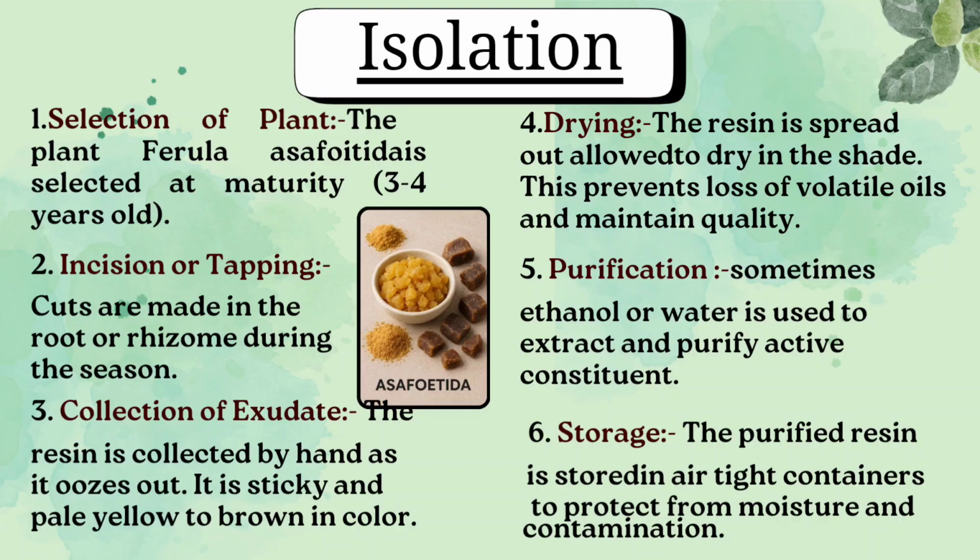Then isolation. Firstly, the selection of plant. The plant Ferula asafoetida is selected at maturity. Incision. Cuts are made in the roots or rhizome during the season. Collection of exudate. The resin is collected by hand as it pours out. It is sticky and pale yellow to brown in color.